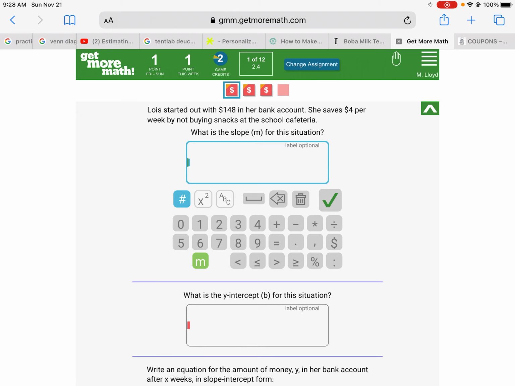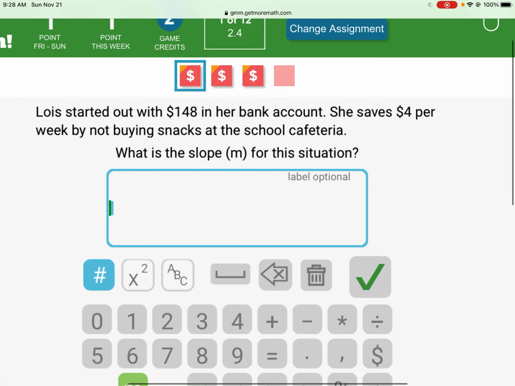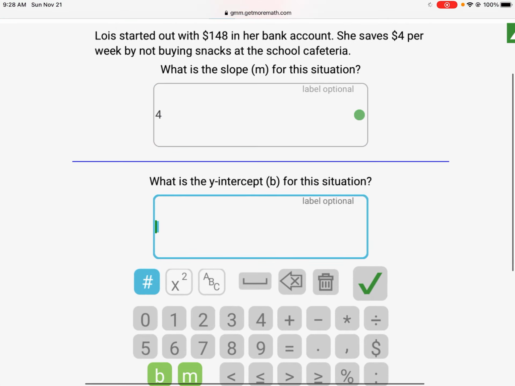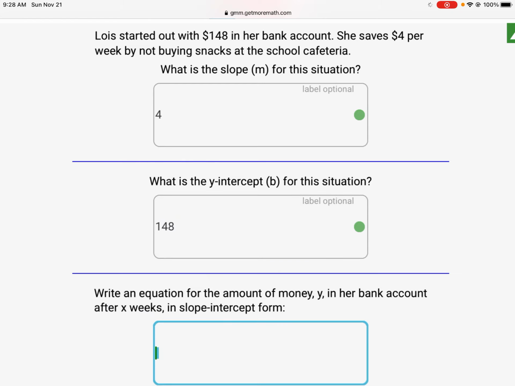Actually, maybe I won't. It says Lewis started out with $148 in her bank account. That's going to be your y-intercept. She saves $4 per week. So saving $4 per week, it's the per. That's the $4 per week or per month or per day. So simply $4 per week is what we're saving. So that's the correct slope. The y-intercept is the starting value. That's 148. So you're going to see I don't really need a checkbox for this.